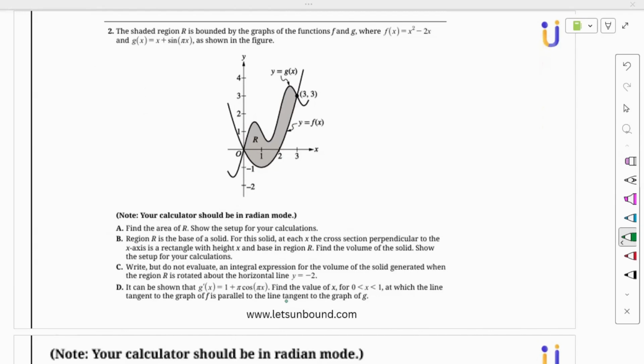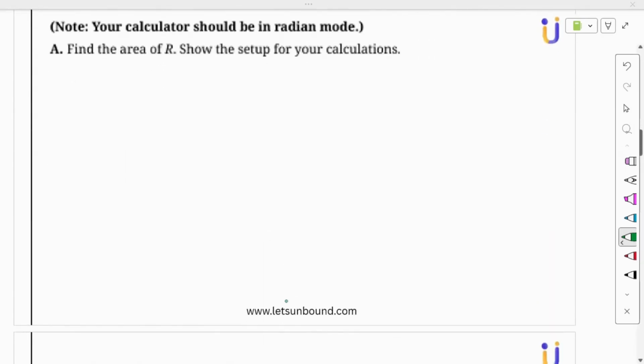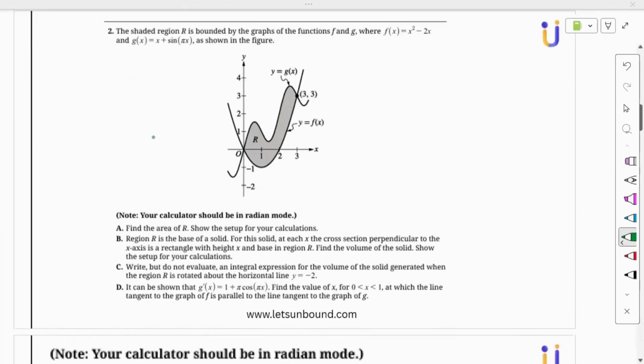Many pieces of information. I'm going to break it down in a much simpler form for you. Be ready and be focused here. Find the area of R. Show the setup for your calculation. Here we go. We need to find the area of this particular region.